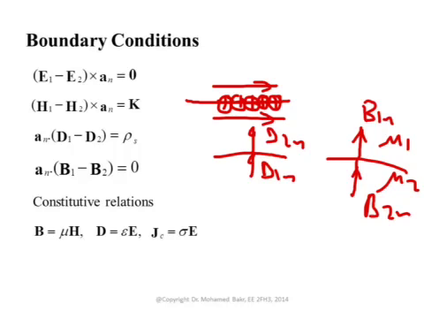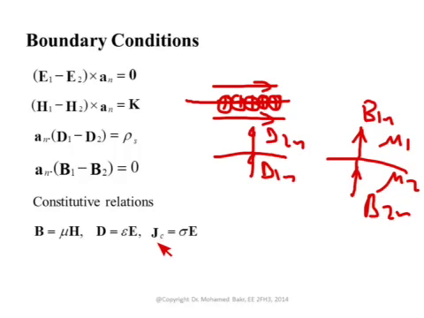The last thing we have to remember is the constitutive relationship. B and H are not independent. They are related by mu, the permeability, and permeability is equal to mu naught mu R. D and E are not independent. They are related by epsilon. Of course, I'm talking about the linear, non-dispersive case. And epsilon here is the permittivity, and the permittivity is equal to epsilon naught epsilon R.